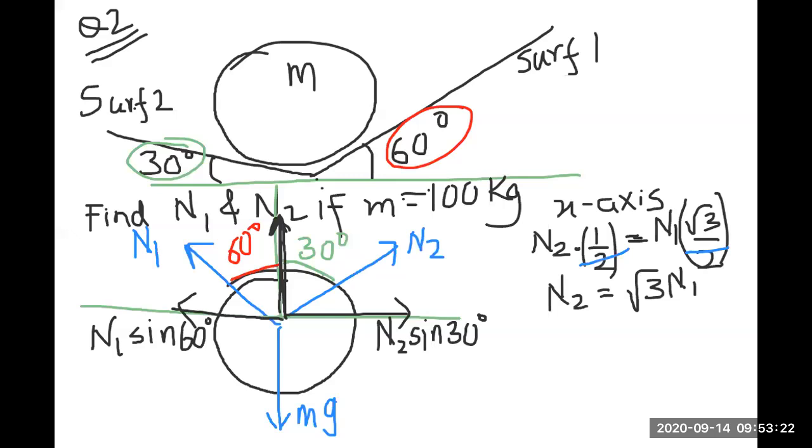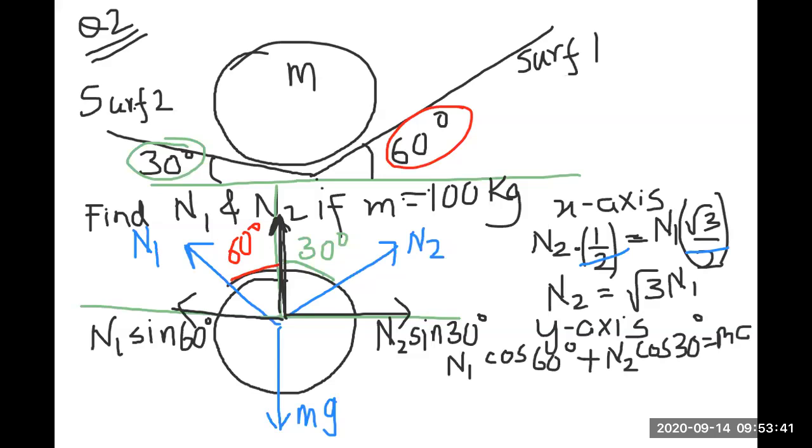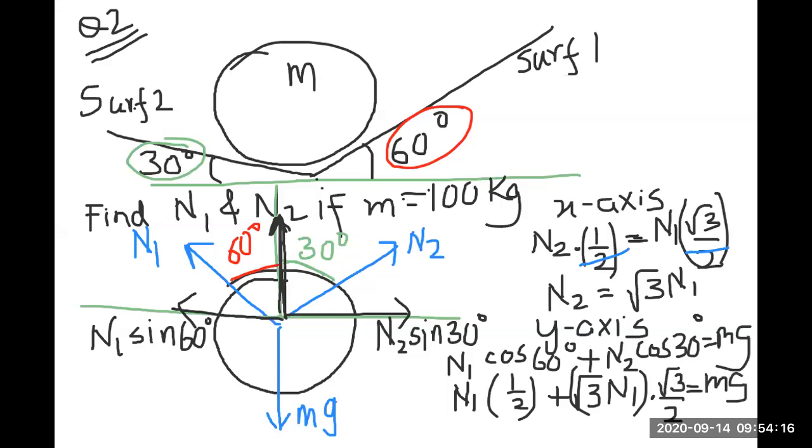And then along the y-axis, we have n1 cosine 60 degrees plus n2 cosine 30 degrees is equal to mg. n2 की वैल्यू तो √3 n1 है, तो ये हो जाएगा n1 into 1 by 2 plus √3 n1 into cos 30 is √3 by 2 is equal to mg, right?